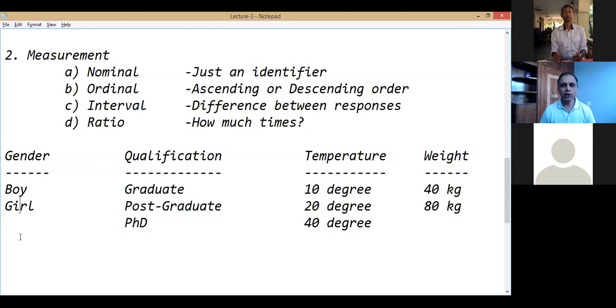A binary question means only two options are there. While qualification, graduation, post-graduation, PhD, this is a multiple choice question. Whenever there are more than two categories, it's called a multiple choice question. Temperature, 10 degree, 20 degree, 40 degree, it's a multiple choice question.